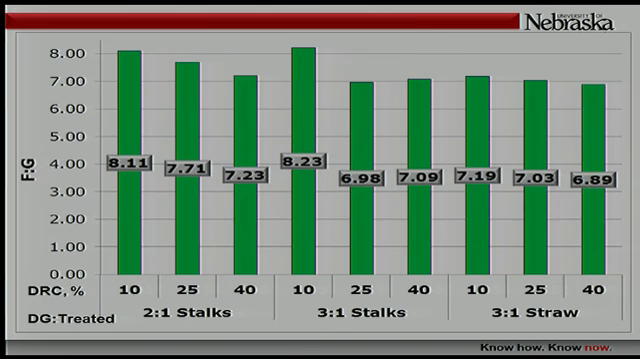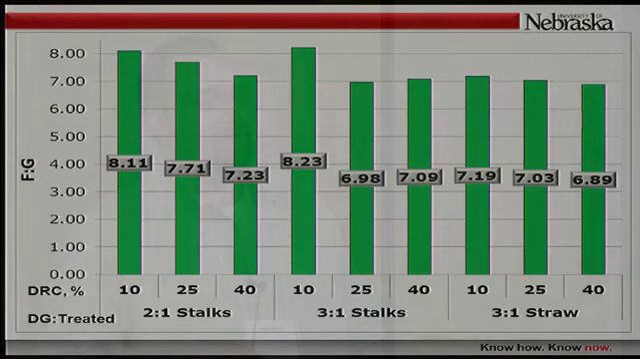We had treated stover at a ratio of 2-to-1, factorialized with all these different corn levels. Then we also had a 3-to-1 with treated stover, and a 3-to-1 with treated straw. So the rest of the ration varies anywhere from 18 to 25% treated residue, and anywhere from 40 up to 65% modified distillers grains in the diet.